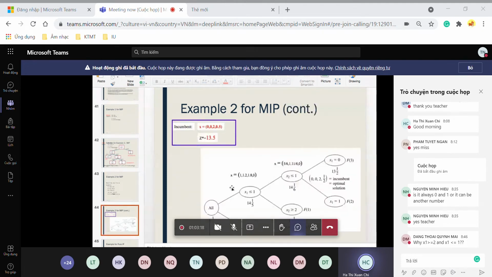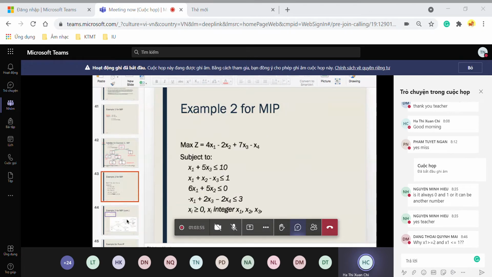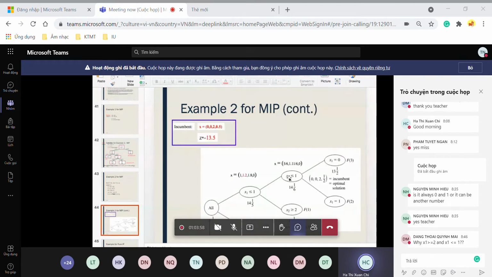Okay, so right now we move to x2, sorry, x2. Here the value is 1.2, right? So rather than equal 1 greater than 2. So you solve the problem here. The problem here is a maximize problem. Maximize problem.